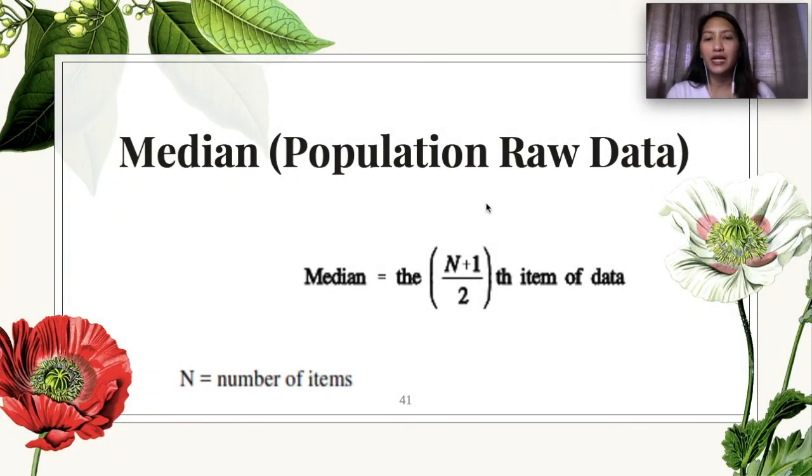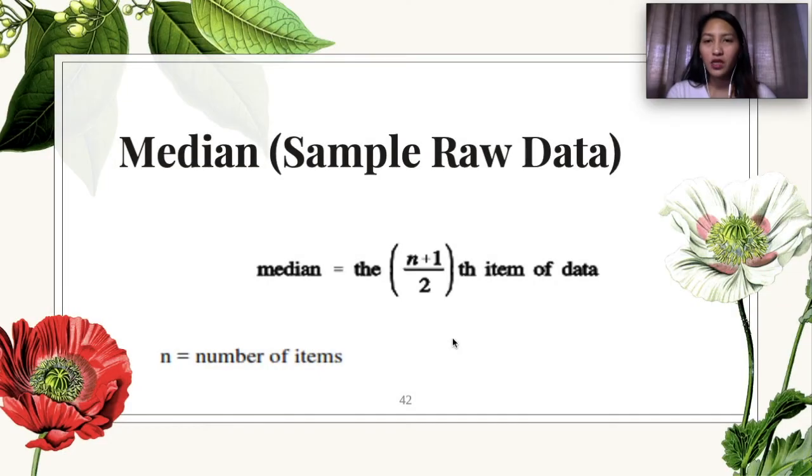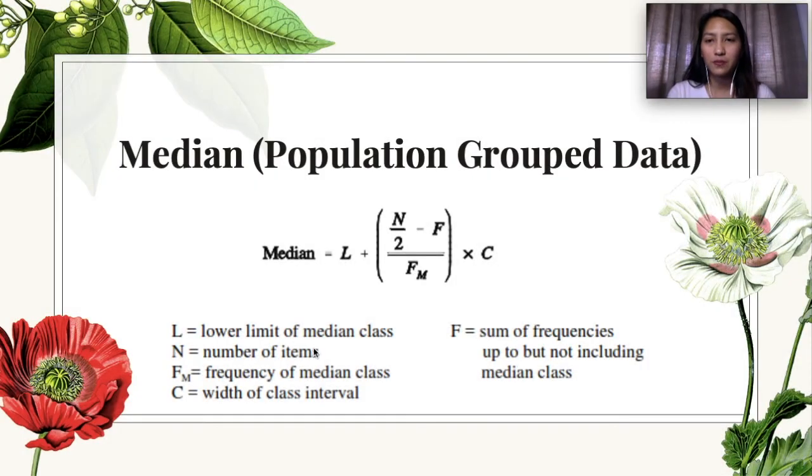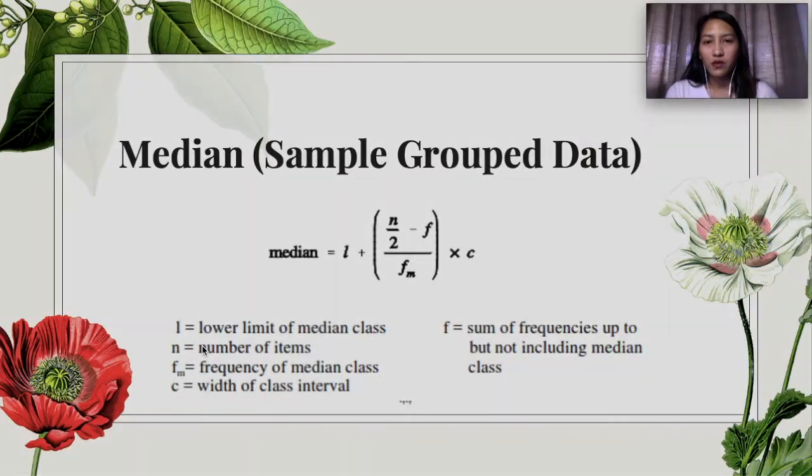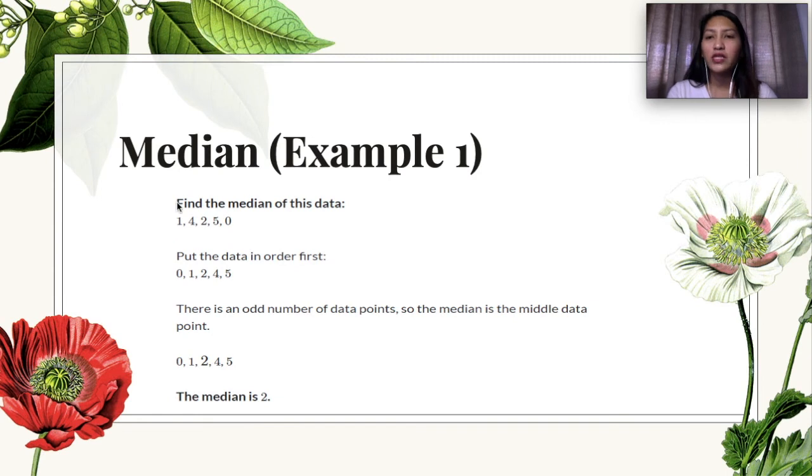For the median naman, ito yung formula for your population raw data. And then, ito yung sample raw data or the number of items. Okay. So, ito yung example. Find the median of this data: 1, 4, 2, 5, 0. Ilan yung n natin? 1, 2, 3, 4, 5.